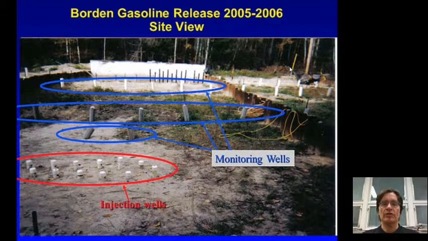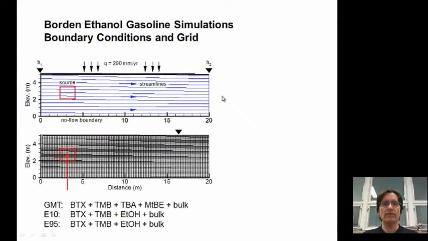A third case study was the case at Borden, looking again at gasoline spills. And I think Jim Barker has covered some of this already. We have some injection wells for dissolved gasoline and some monitoring wells down gradient, all enclosed in a sheet pile area of the porous medium at Borden.